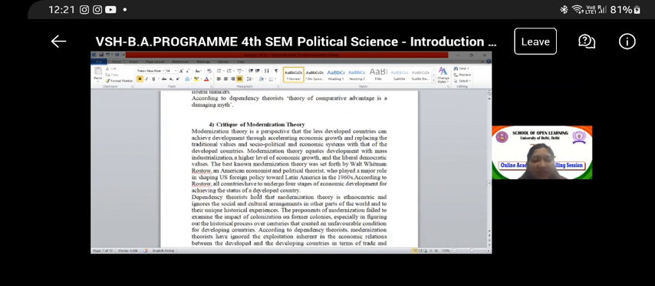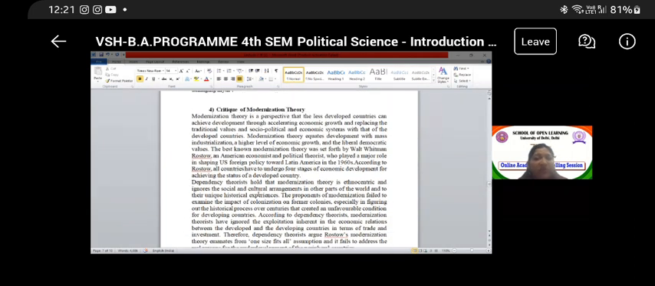The fourth one is that it's a critique of modernization theory. Now, modernization theory is a perspective that the less developed countries can achieve development through accelerating economic growth and replacing the traditional values and socio-political and economic systems with those of the developed countries. Modernization theory equates development with mass industrialization, a higher level of economic growth, and liberal democratic values. It's W. Rostow, an American economist, who popularized the whole idea of modernization theory, and who played a major role in shaping US foreign policy towards Latin America in the 1960s.